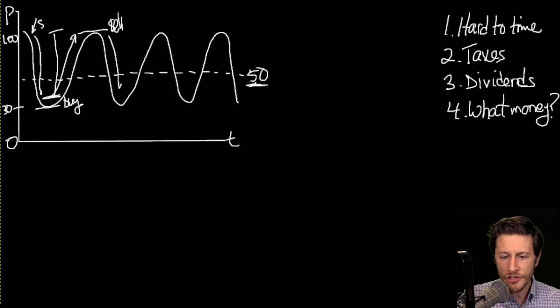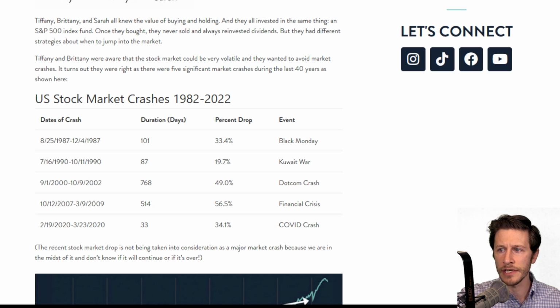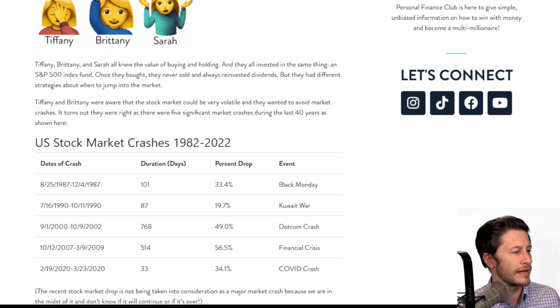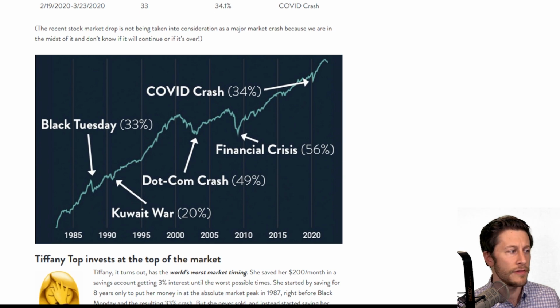So the first thing to understand is that it's really difficult to actually know when you are at a top or bottom of the market. I'm going to see if I can pull up a chart for everybody of this right now. Let's see. Here we go. There's this really good page on Personal Finance Club, and it's all about timing the market. One of the things it points out is all of the different tops and bottoms. And of course, the tops and bottoms depend on how zoomed in you are.